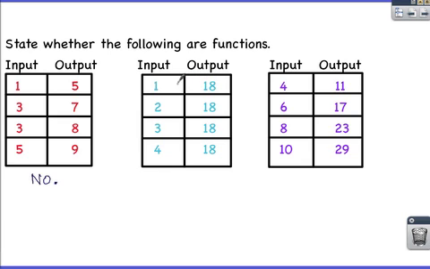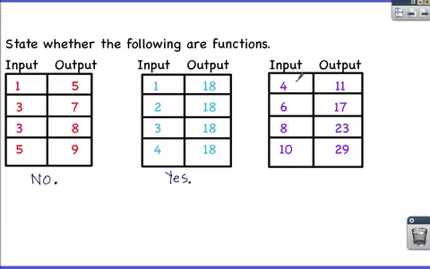Number 2, 1, 2, 3, and 4 all give outputs of 18. Different inputs can share the same output, as long as every time I input a 1, it spits out an 18, and every time I input a 2, it spits out an 18, etc. So this is considered a function because each input has only one output.